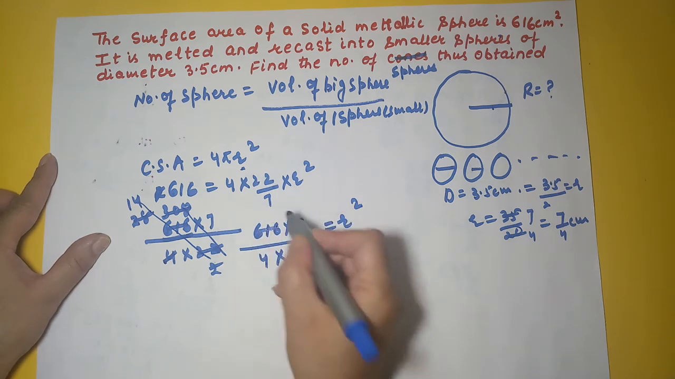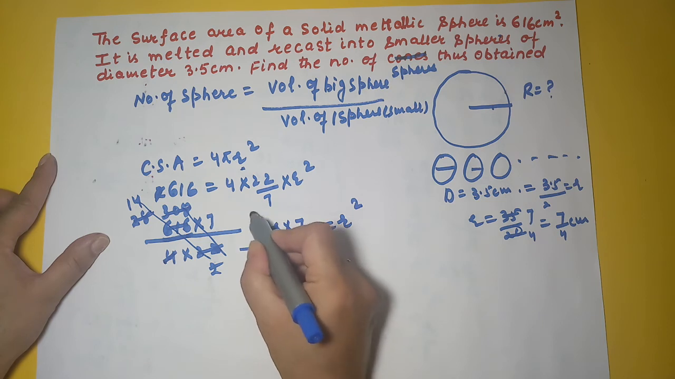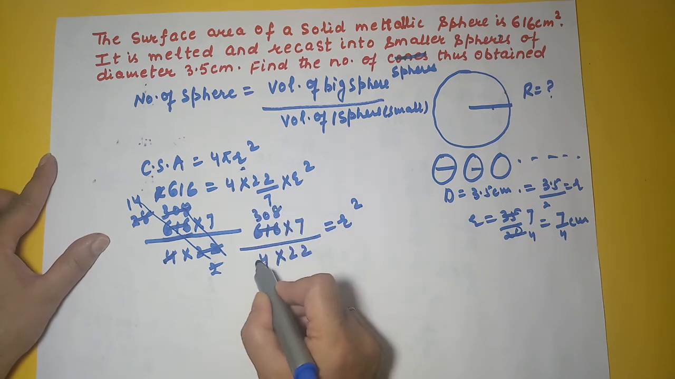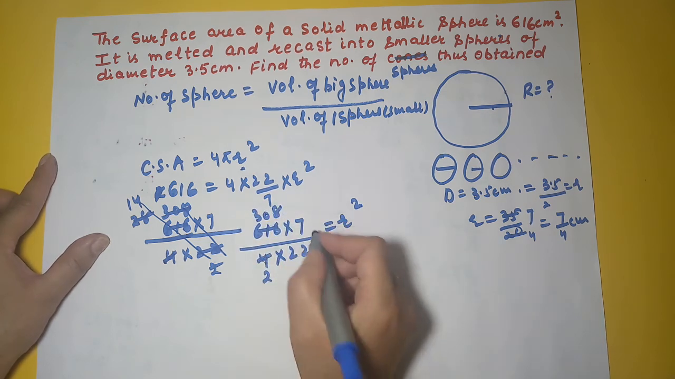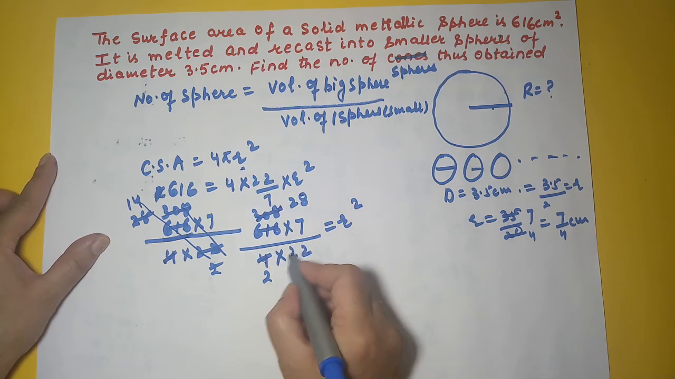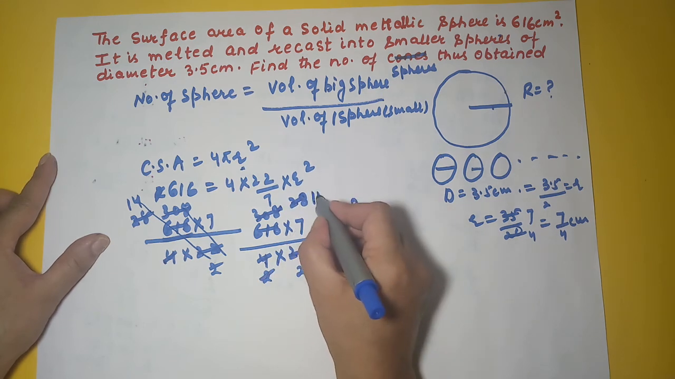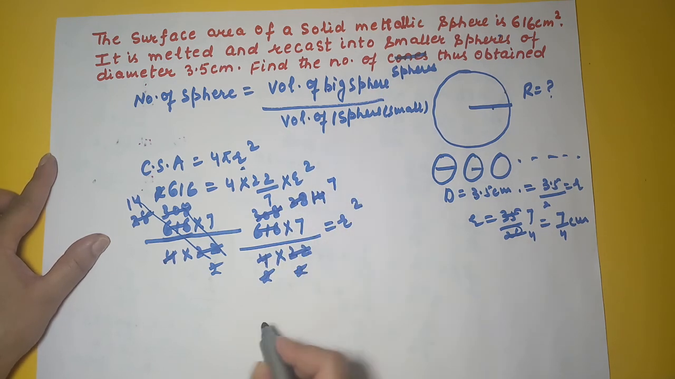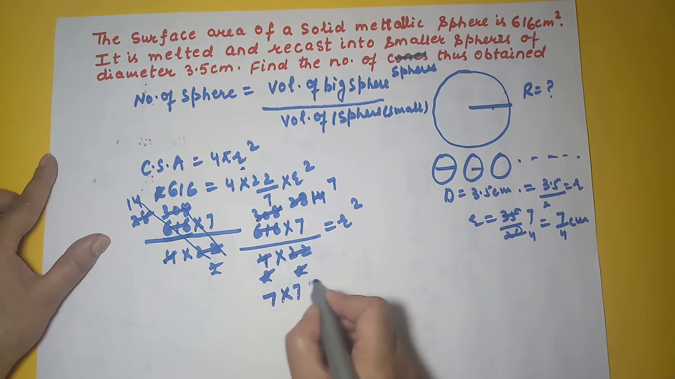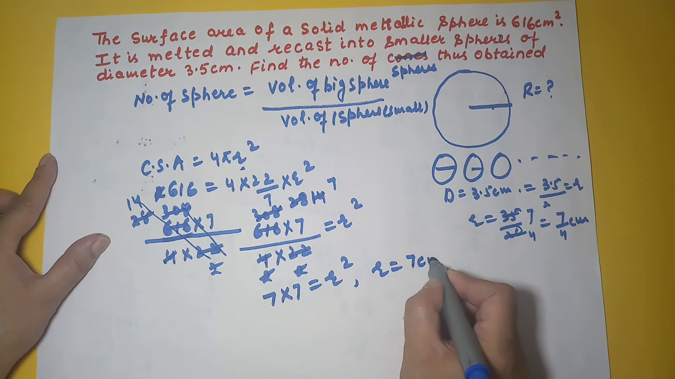So 2 3s are 6, 2 zeros are 0, 2 8s are 16, 2 2s are 4. Yeah, that was the mistake. So now 11 28s are 11 2s are 22, 14s are 2 7s are 14. So finally I got 7 into 7 is equal to r square. So my r is equal to 7 centimeters.